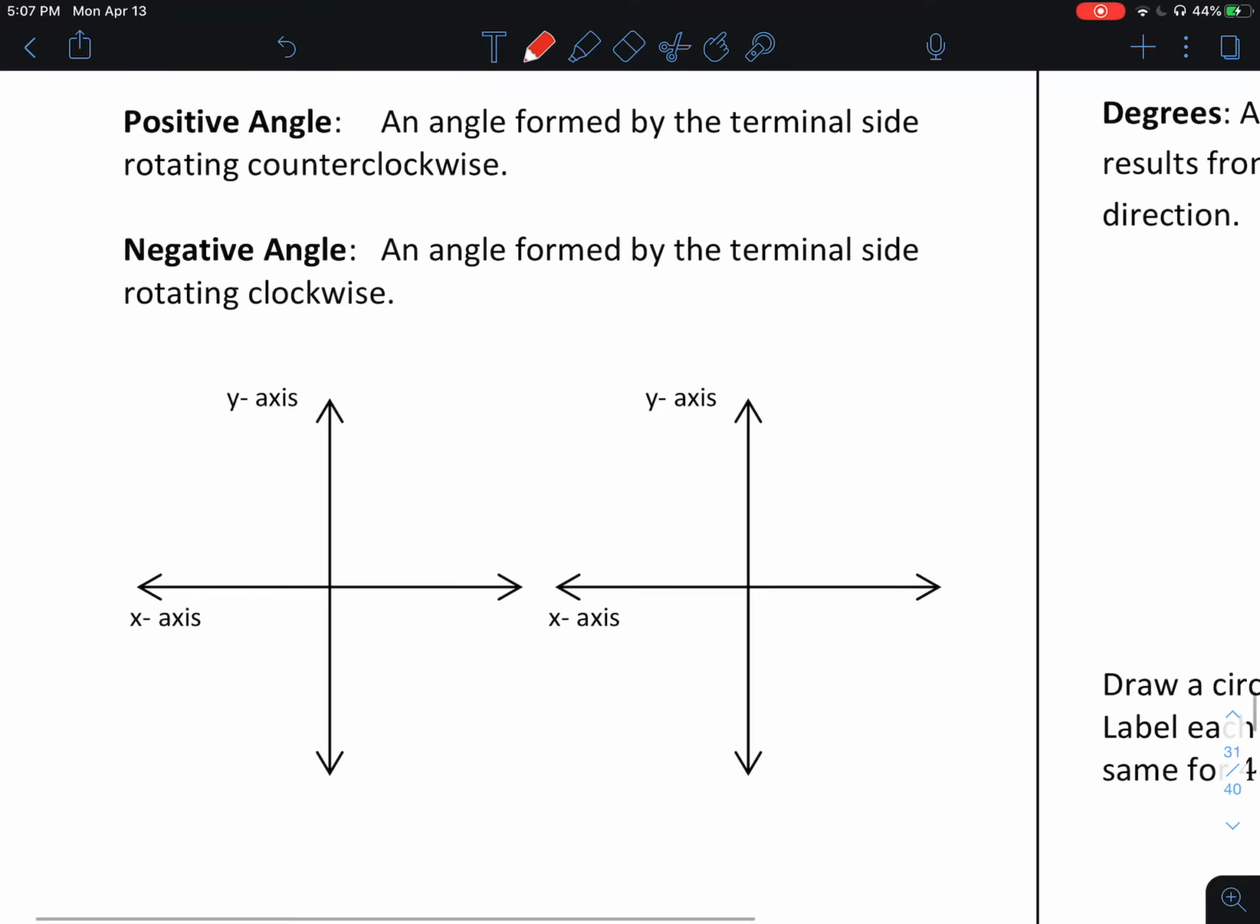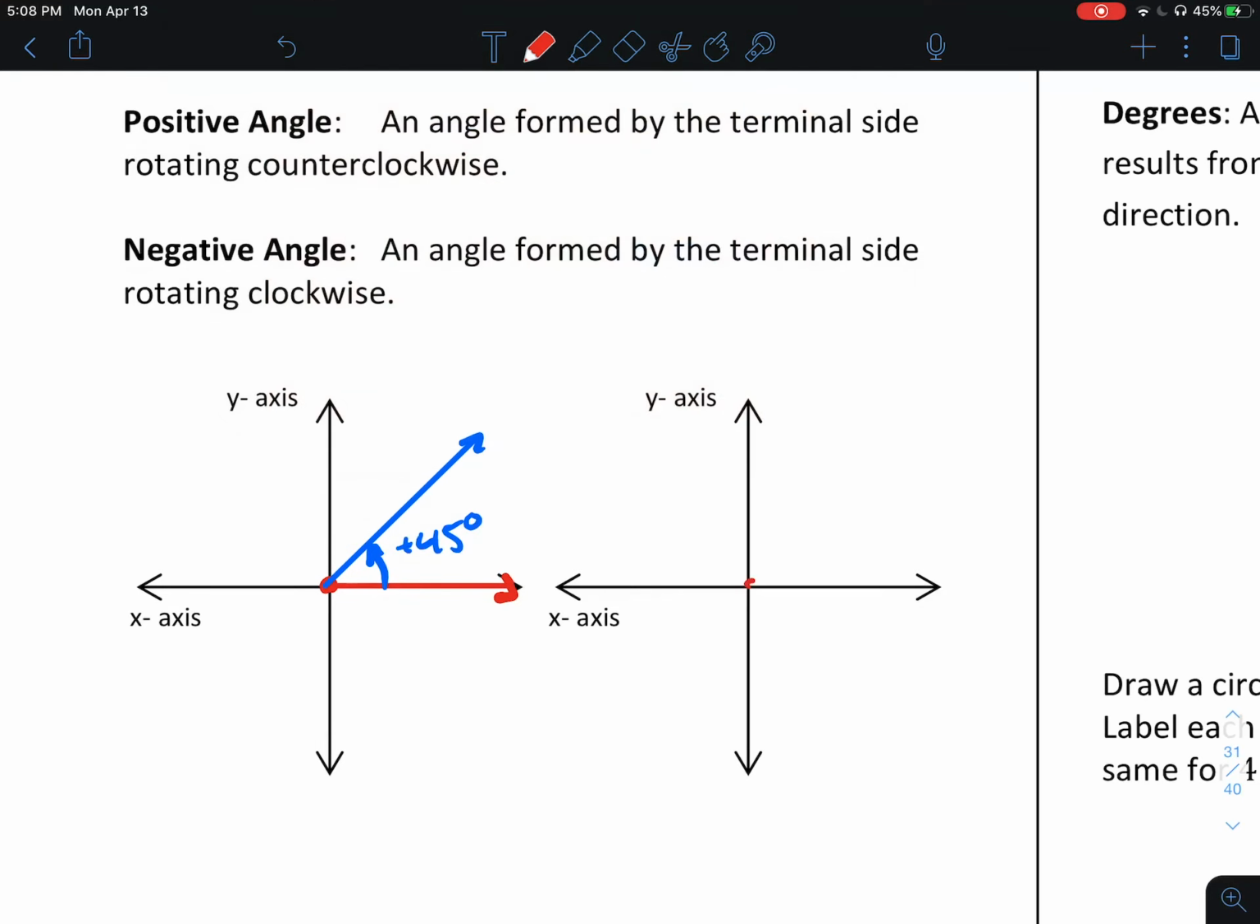There are positive and negative angles. Up to this point, I believe in your mathematical career, you've only had positive angles. Let me explain. Let's say that our initial side is on the positive x-axis. If our terminal side is formed by rotating counterclockwise, that's the opposite way that a clock goes. That is called a positive angle. So in this case, let's say this was a positive 45 degrees.